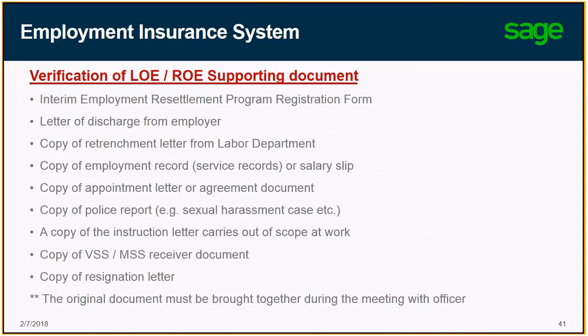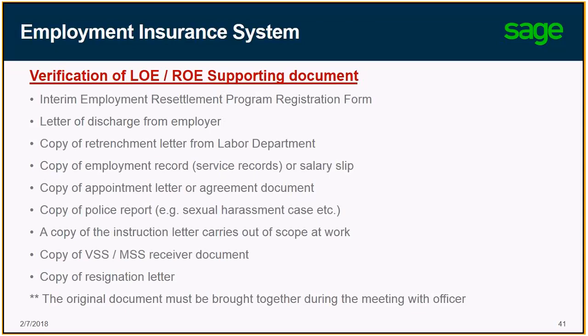Now, just now I mentioned when you submit for the benefit or claim for this EIS, you're required to provide verifications. So these verification or supporting documents would include interim employment or resettlement program registration form, letter of discharge from employer, copy of retrenchment letter from Labour Department, copy of employment record or service record or salary slip, copy of employment letter or agreement documents, copy of police report, for example for a sexual harassment case, a copy of instruction letters to carry out a scope of work, copy of VSS receiver document, copy of resignation letter.